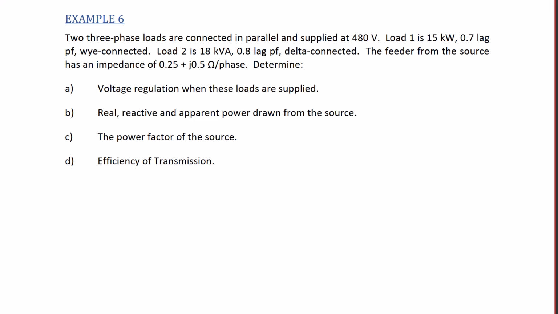So once again, we have to make some assumptions. Our first assumption is that V line is 480 volts. Our next assumption will be that V phase will be our reference. So that is going to be V line over the square root of 3, which equals 277 with an angle of 0 degrees in volts. And that is going to be our reference.